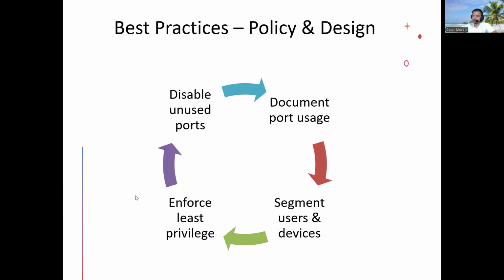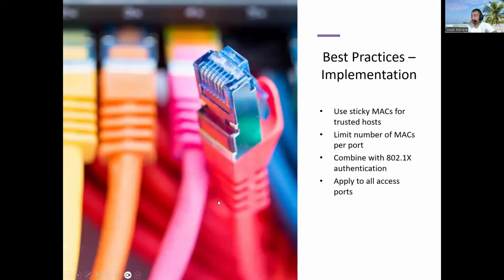Okay, let's clear the board for a moment and continue learning about best implementation practices. And these are some more. Now we have, let me just use the highlighter for a moment. Let's change to a green color. Use sticky MACs for trusted hosts. Limit the number of MACs per port, combined with 802.1X authentication, and finally apply to all access ports. Those are some of the best practice implementation.